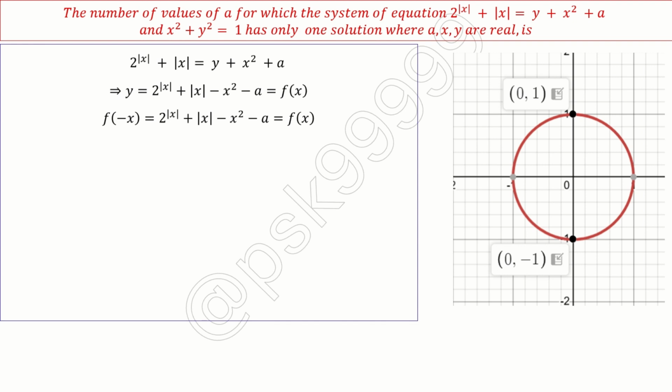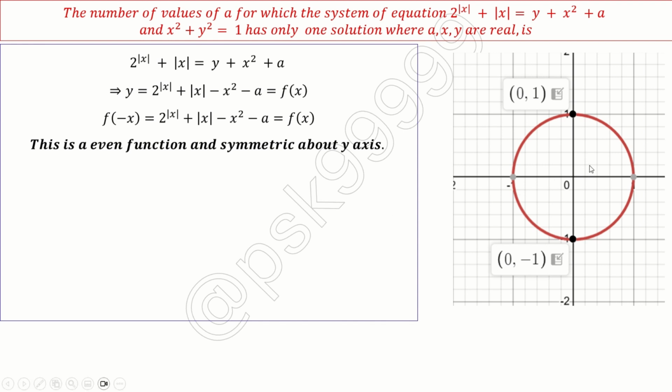So f of minus x is also equal to f of x, which we can clearly see because there are two absolute values of x and one x square, so the sign will never change for minus x, correct? So this is an even function and symmetric about the y-axis. An even function is always symmetric about the y-axis, right? So this is an even function, symmetric about the y-axis.